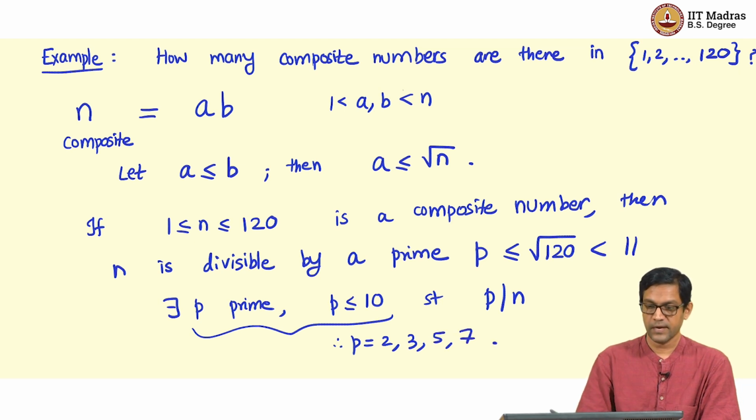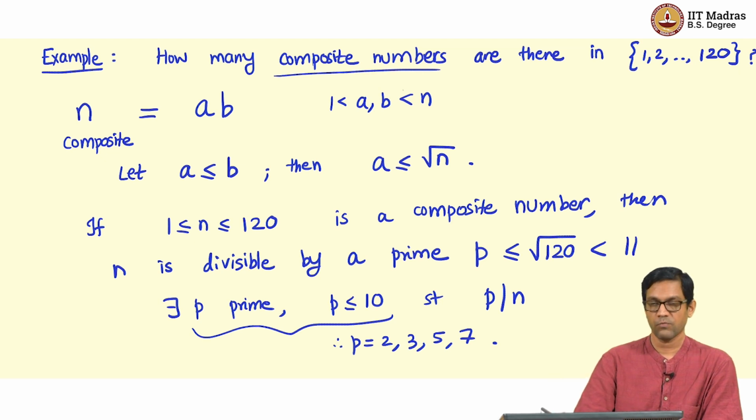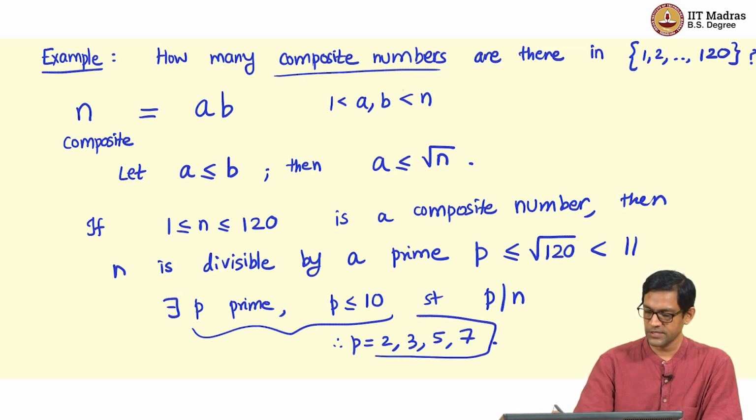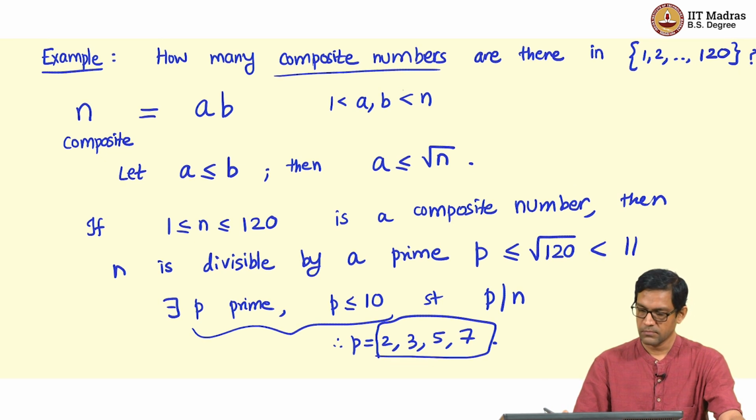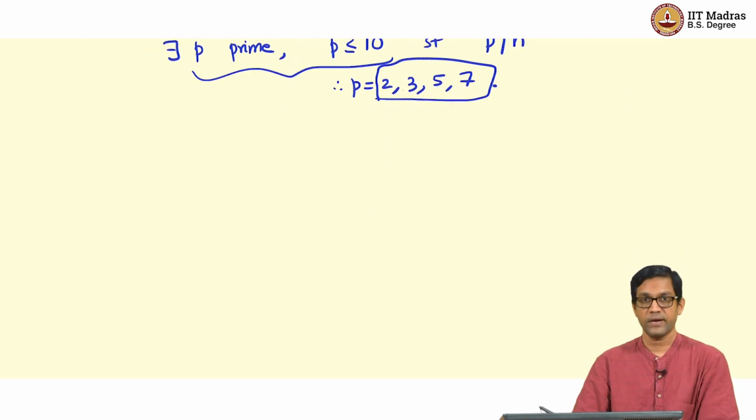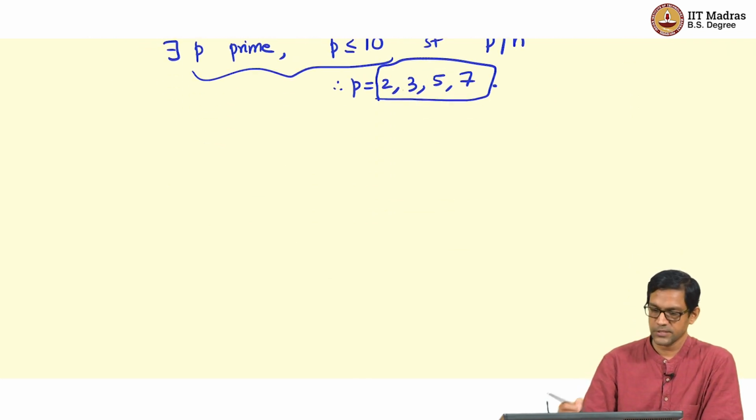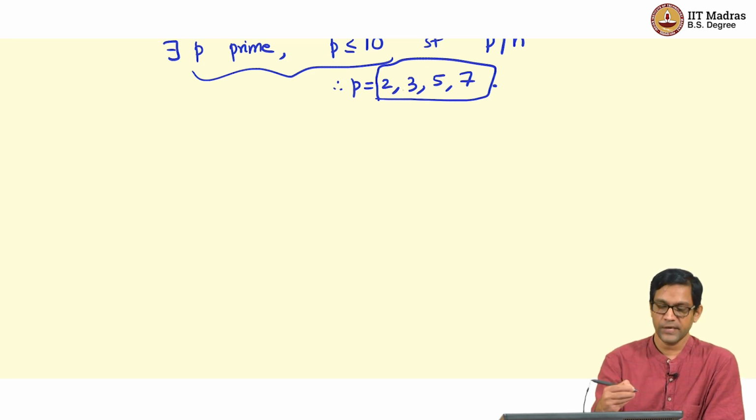So we have concluded that when you are looking for composite numbers between 1 and 120, what you are looking for really are numbers which are divisible by one of these 4: 2, 3, 5 or 7. Now let us see how we would find out how many numbers between 1 and 120 are divisible by these. So let us simplify matters a little bit.